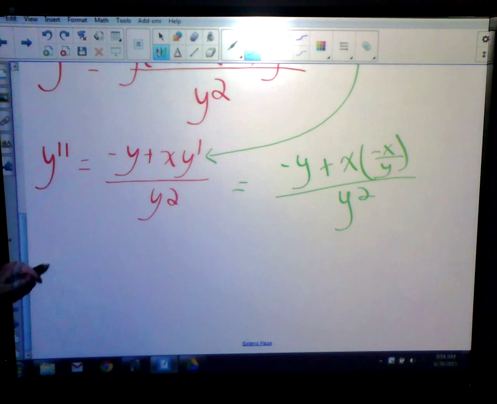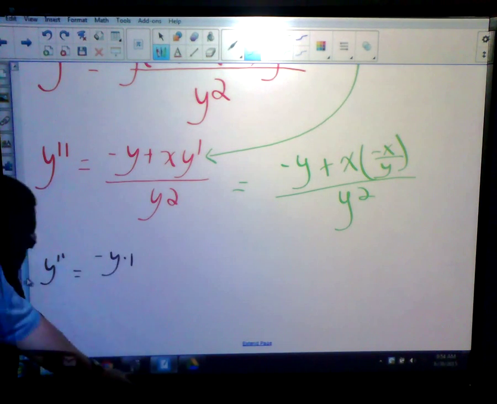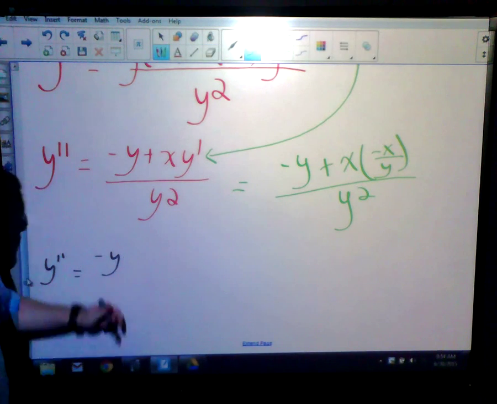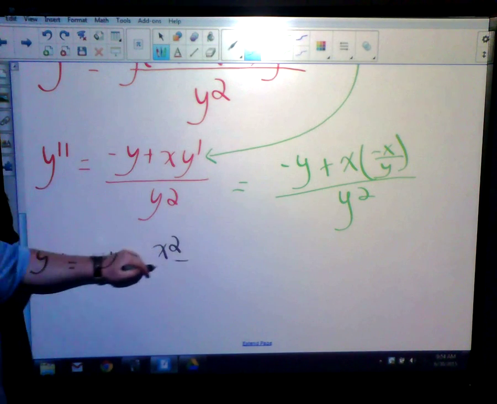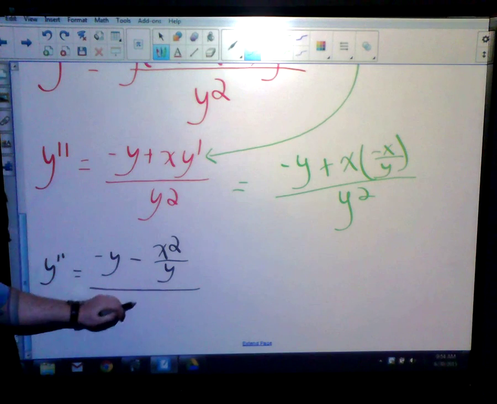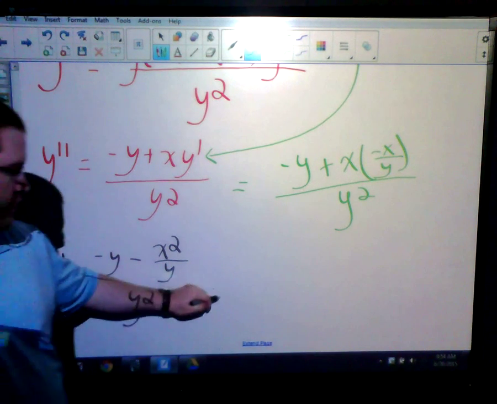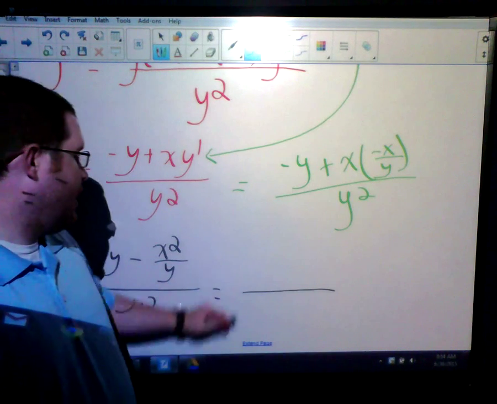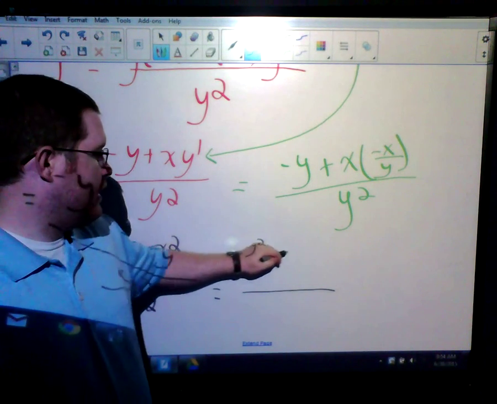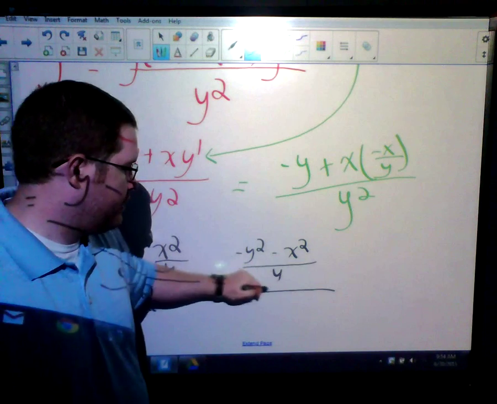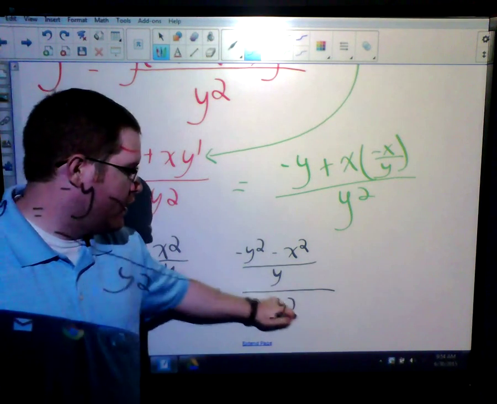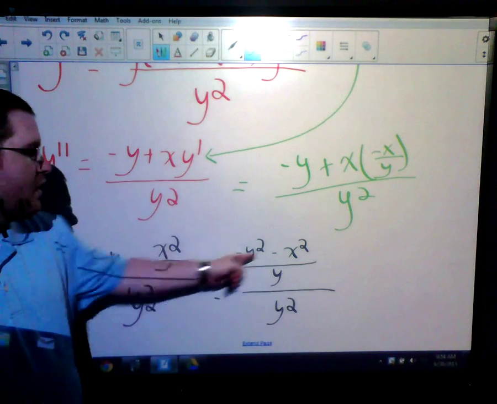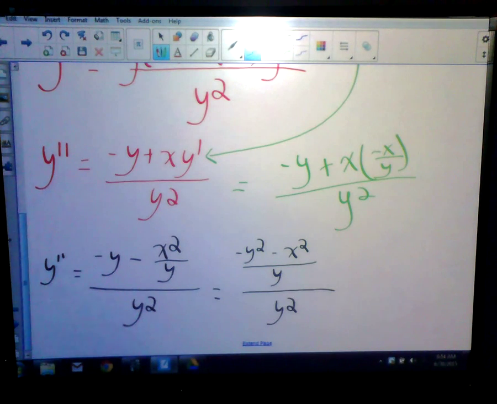On top, negative y plus, I guess that'd be minus now, minus x squared over y, all over y squared. I want the top as one fraction. The common denominator is going to be y, so I get negative y squared minus x squared over y, over y squared. If you have trouble with finding a common denominator here, come talk to me, but that's something you have to be able to do.